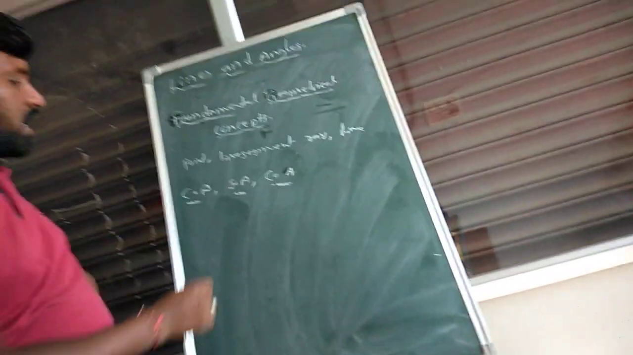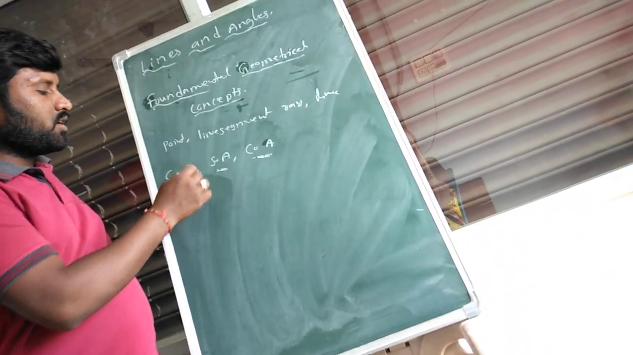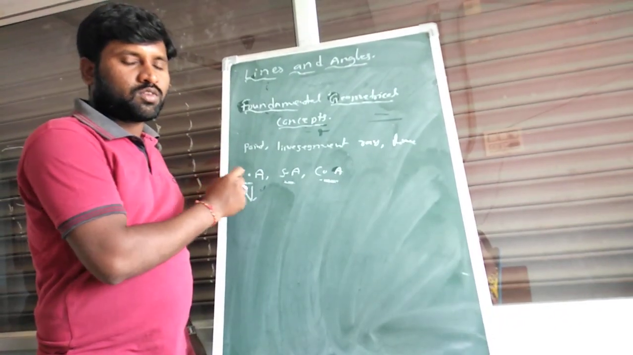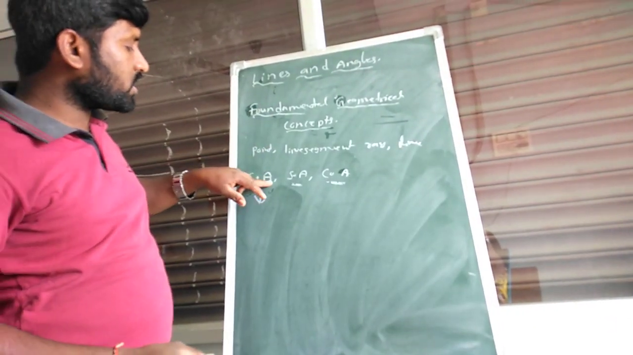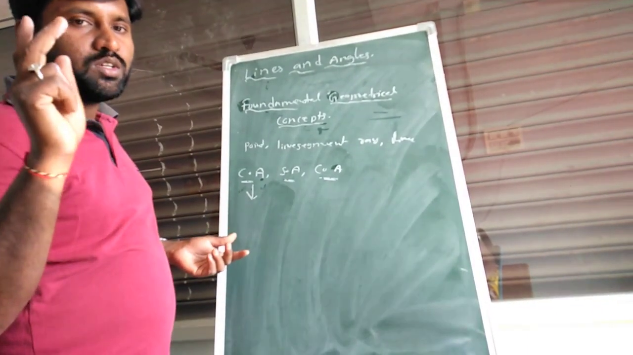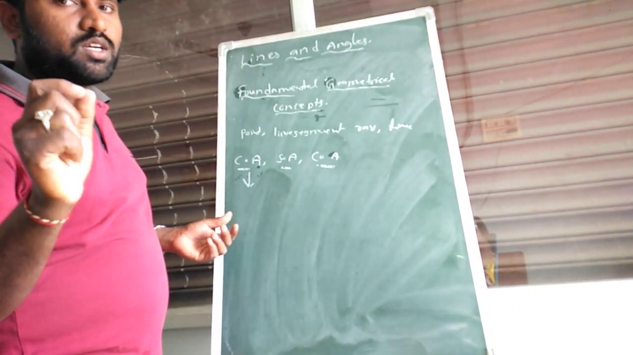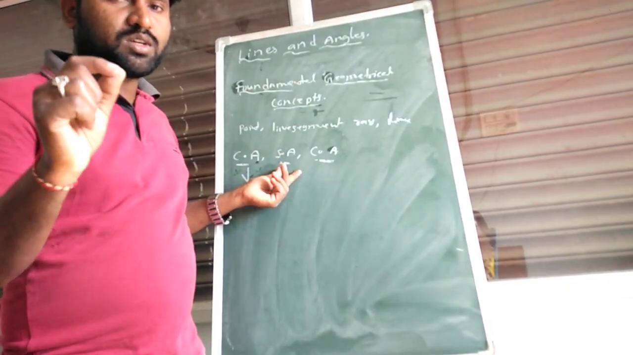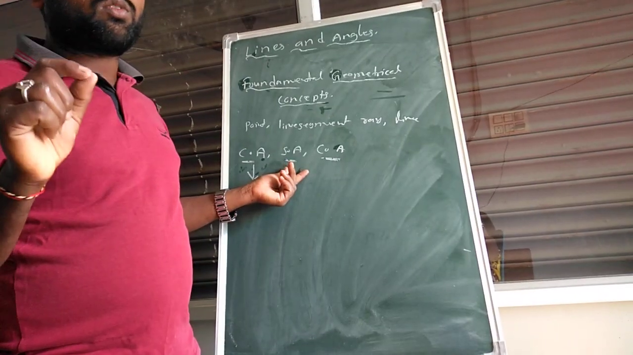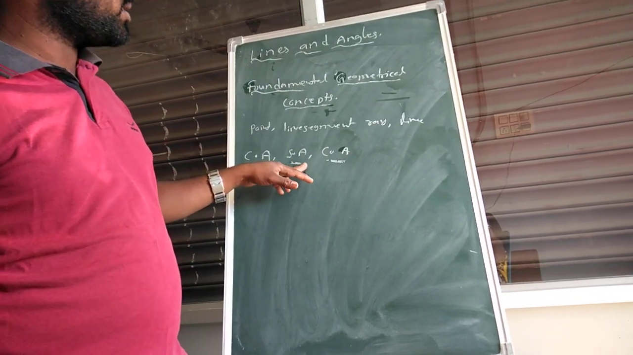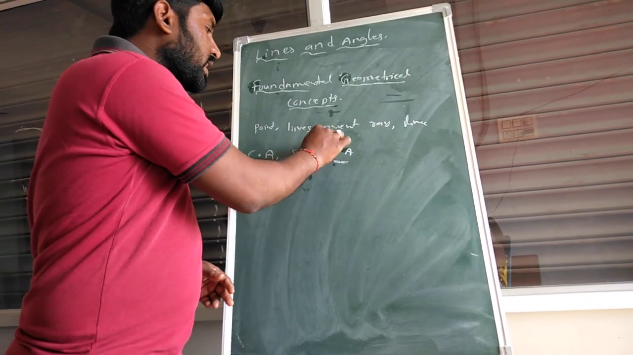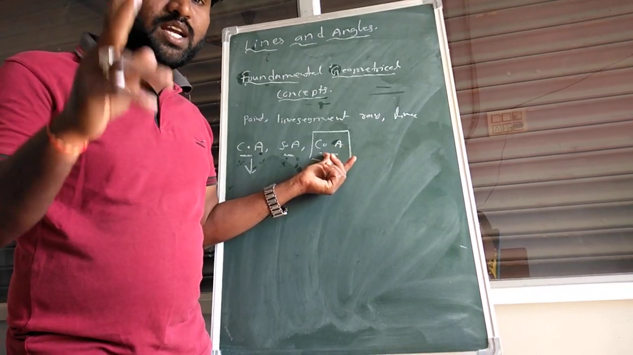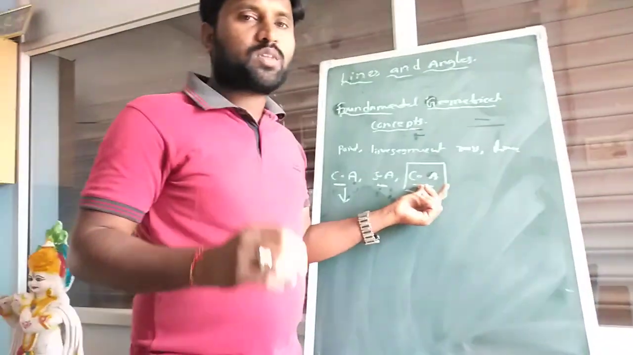So we know complementary angles. Complementary angles means what? The sum of the measures of two angles is equal to 90 degrees. That is complementary angles. Supplementary angles means what? The sum of the measures of two angles is equal to 180 degrees. Next, conjugate angles. Conjugate angles means the sum of the measures of two angles is equal to 360 degrees.